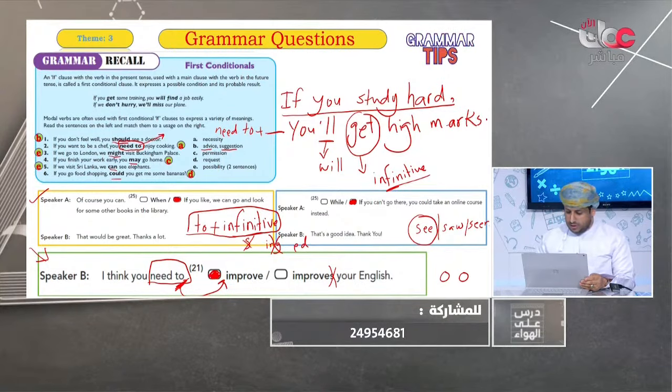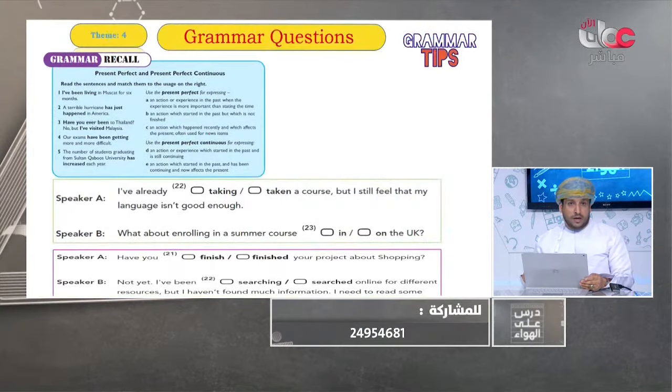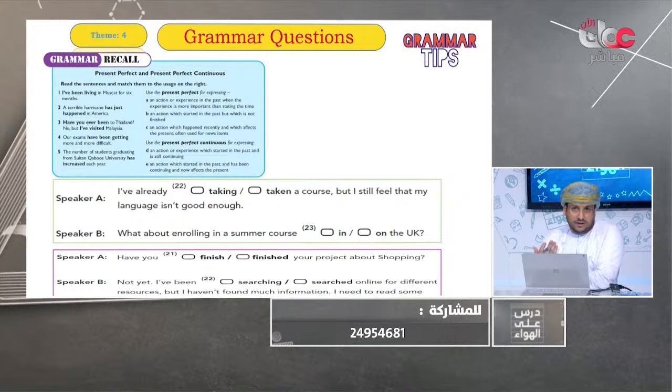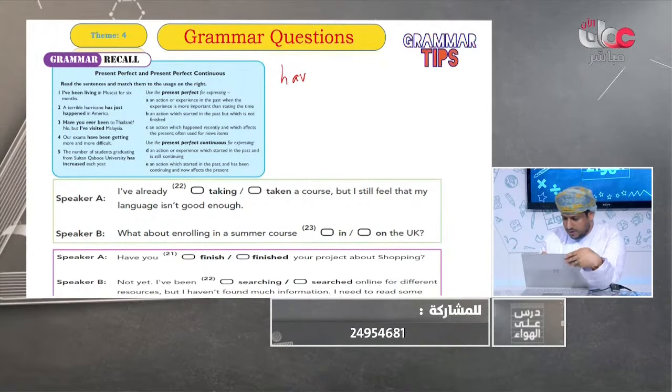Okay, so let's go to another grammatical rule. I think we will go to the last grammatical rule of the course book. The last grammatical rule was about the present perfect and present perfect continuous. So teacher, what is the difference between present perfect and present perfect continuous? So in the structure, I will just draw here present perfect: have or has plus past participle. This is the first structure.